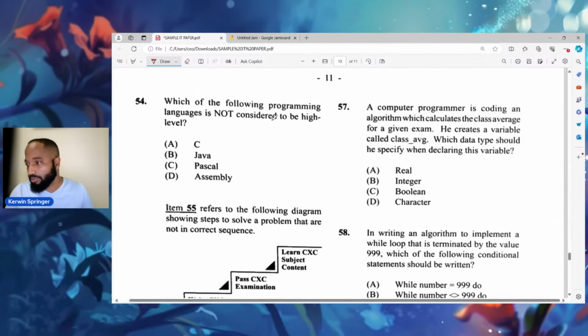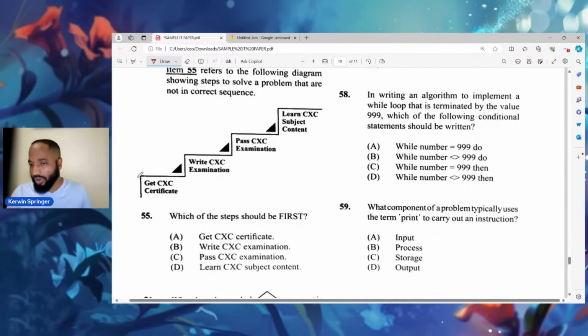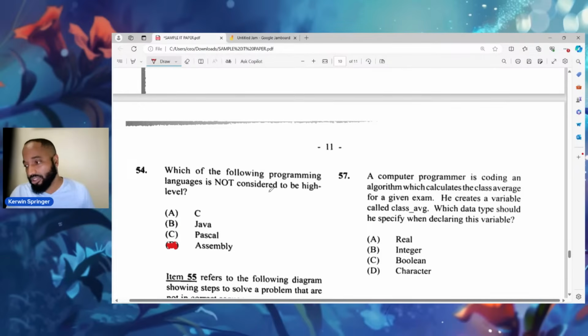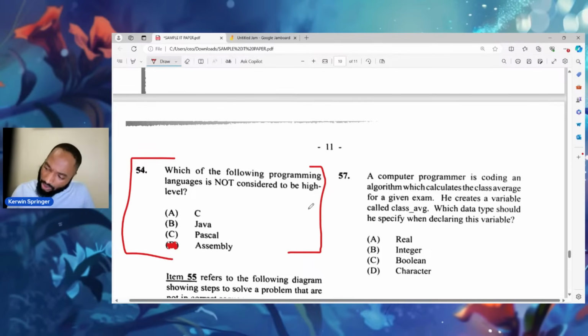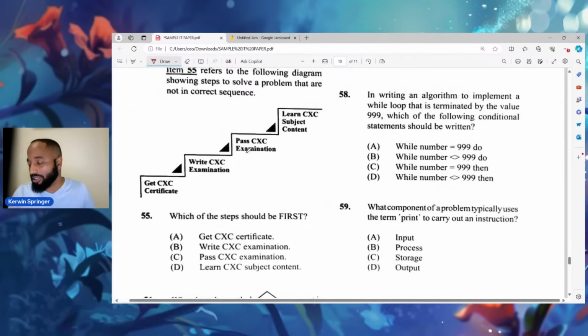Which of the following programming languages is not considered to be high level? D. Take for example this question. This is a question they asked me when I did my IT exam. This question is an evergreen question because all these languages are still applicable. This one is not too bad. But some of these questions here can be replaced with more modern-style questions.